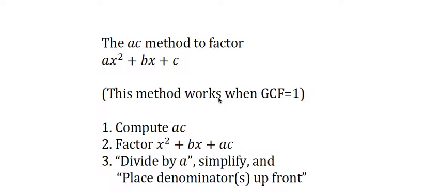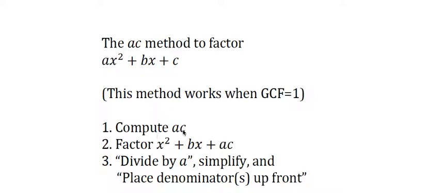This video is about the AC method to factor ax squared plus bx plus c. This method works when the GCF of these three terms equals 1, which is the interesting case, right? Because if the GCF is not 1, you can always factor it out and follow other methods to deal with this.